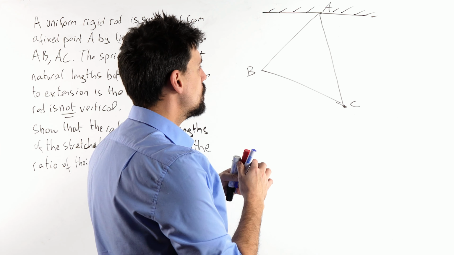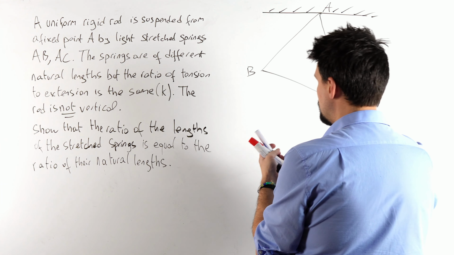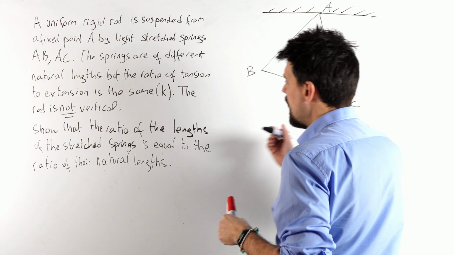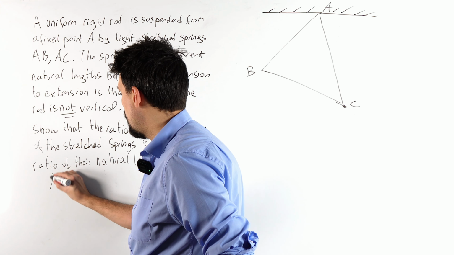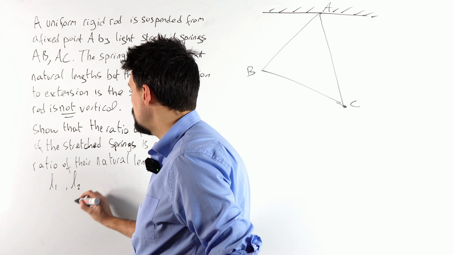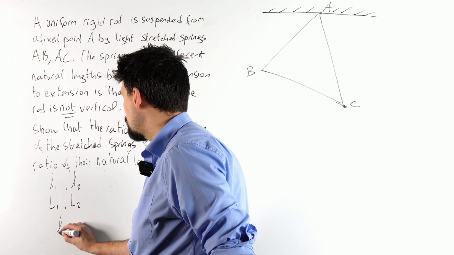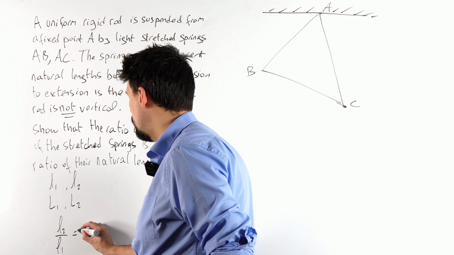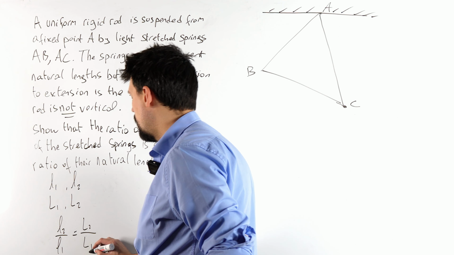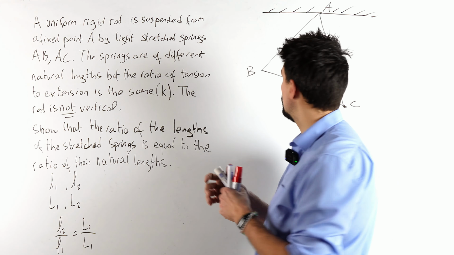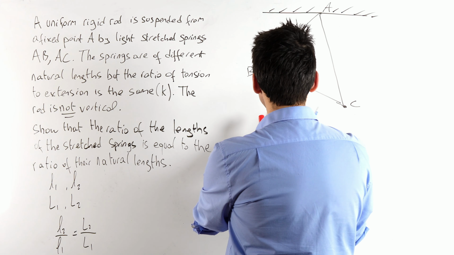Now, what do we want to show? Basically, if they have natural lengths L1 and L2 and extension lengths l1 and l2, we want to show that l2 over l1 is L2 over L1. That's largely what we want to show. So what do we got?